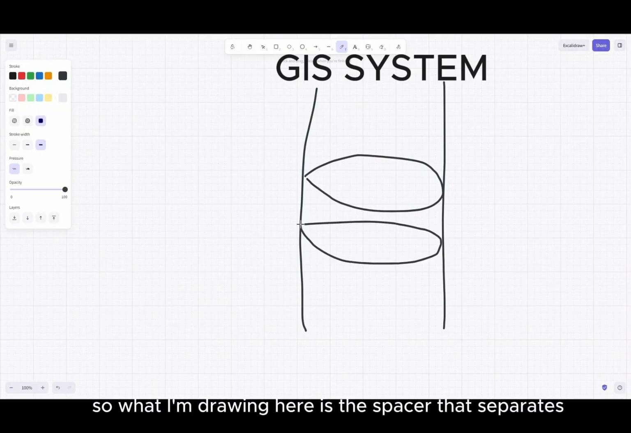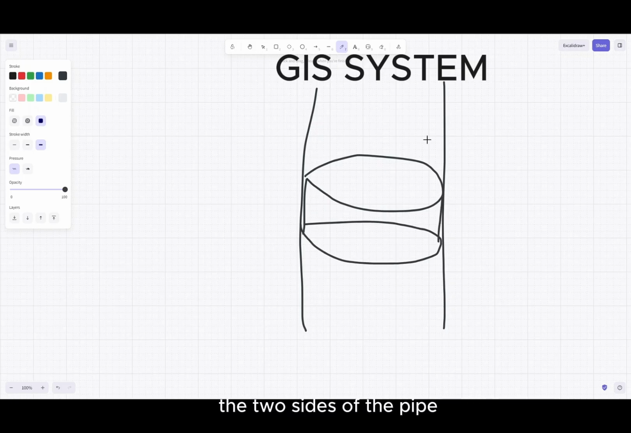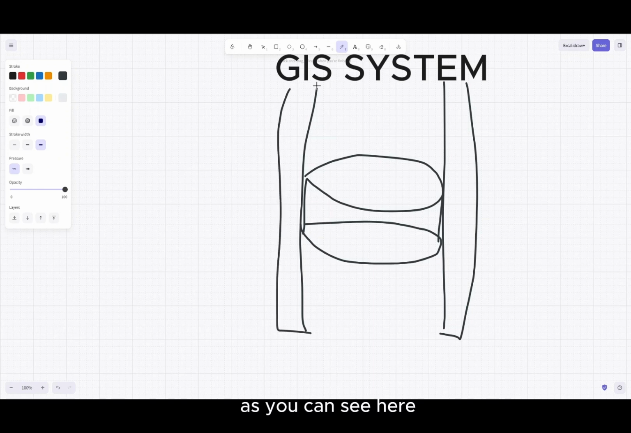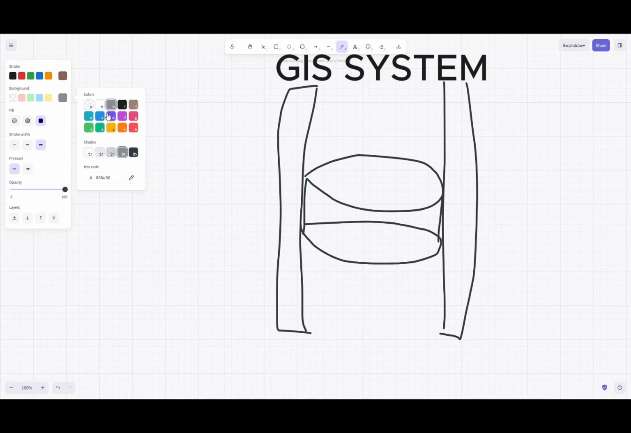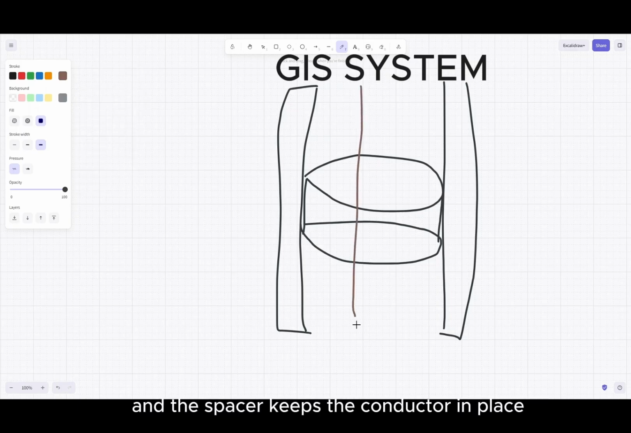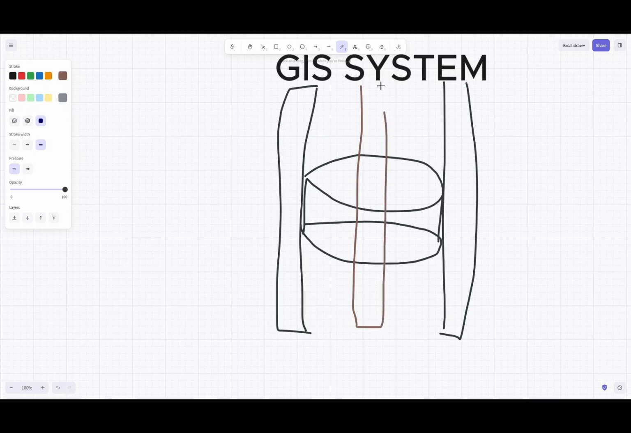So what I'm drawing here is the spacer that separates the two sides of the pipe, as you can see here. And then inside the spacer we have a conductor, and we draw that with a grayish color. And the spacer keeps the conductor in place, like this.